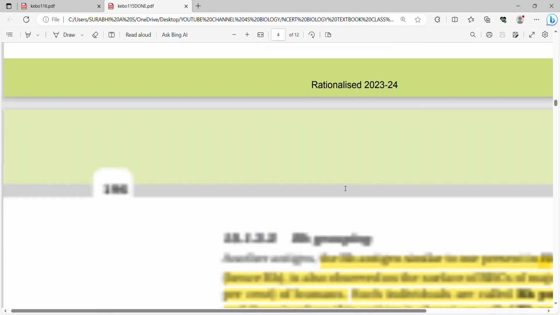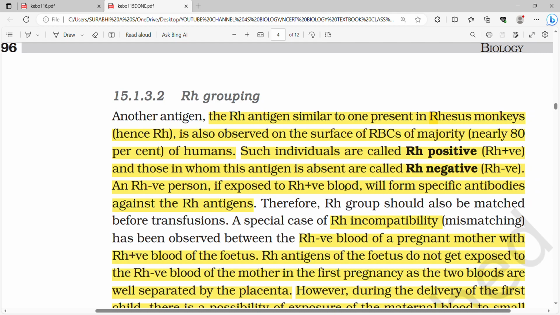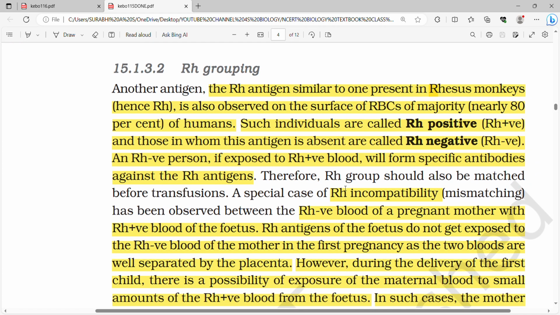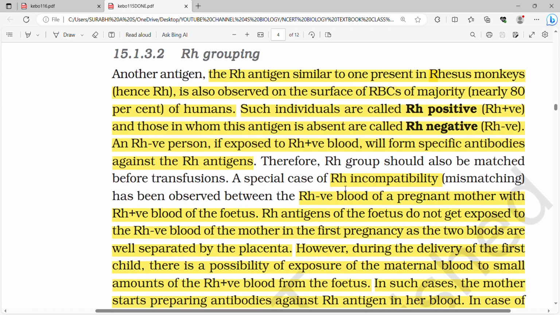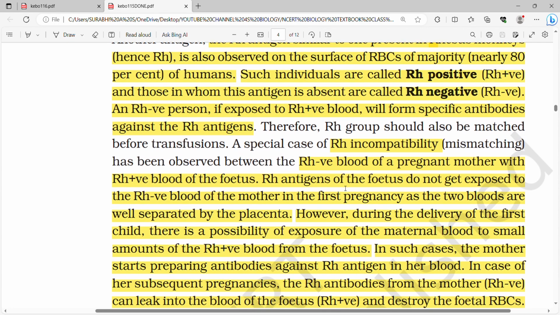They can accept blood from anyone. Next, moving on to Rh grouping. This is similar to one present in rhesus monkeys, and its name is Rh grouping. So this is observed on the surface of RBC of the majority of humans. Such individuals are called Rh positive. If the antigen is absent, it is called Rh negative.